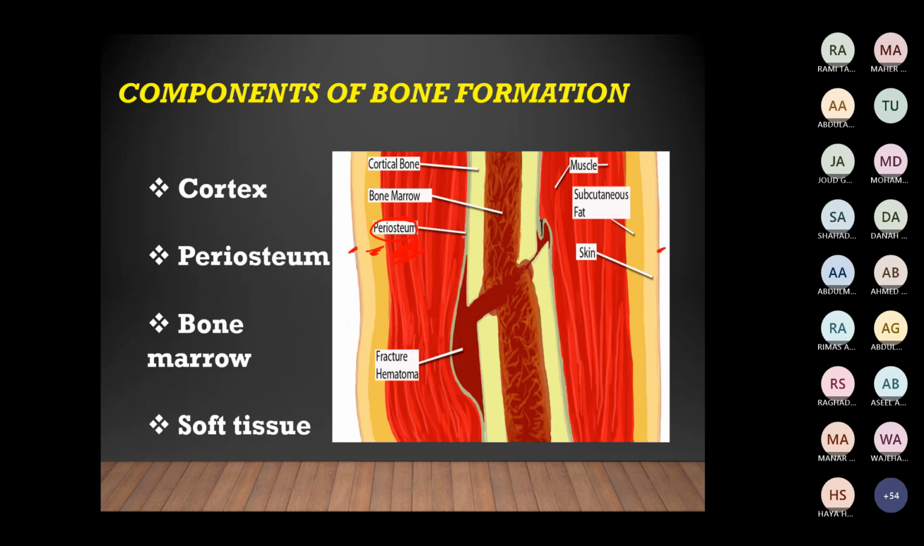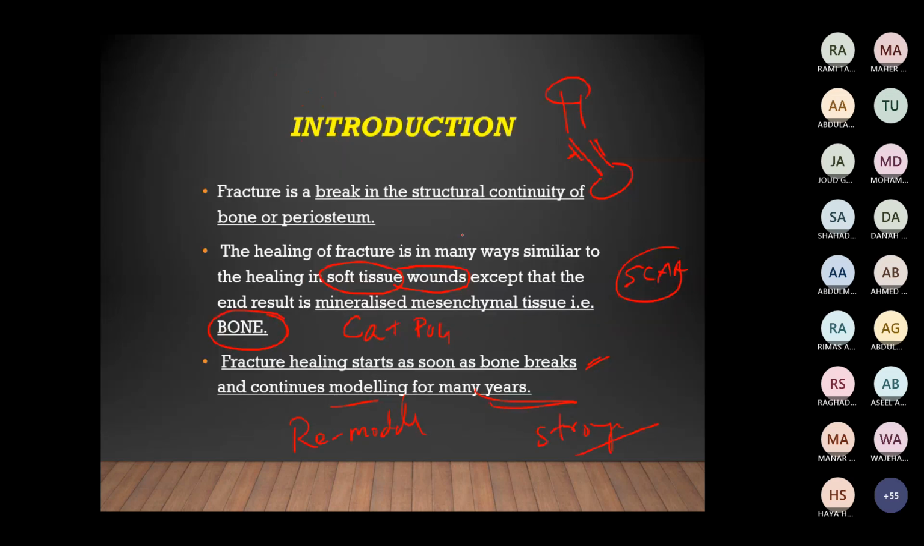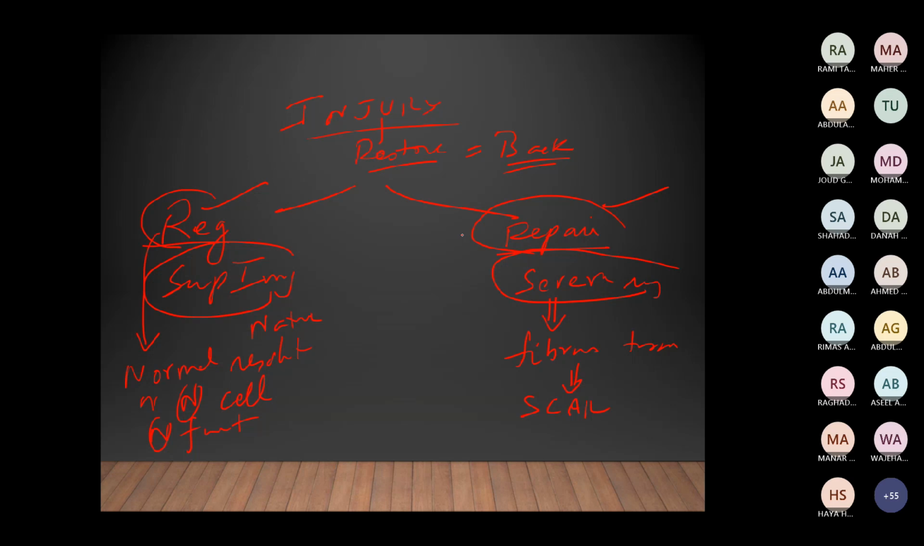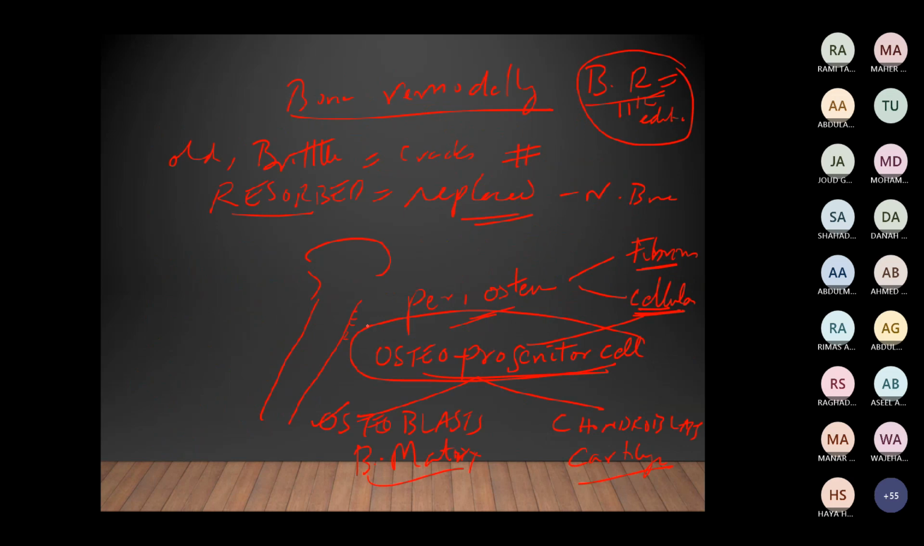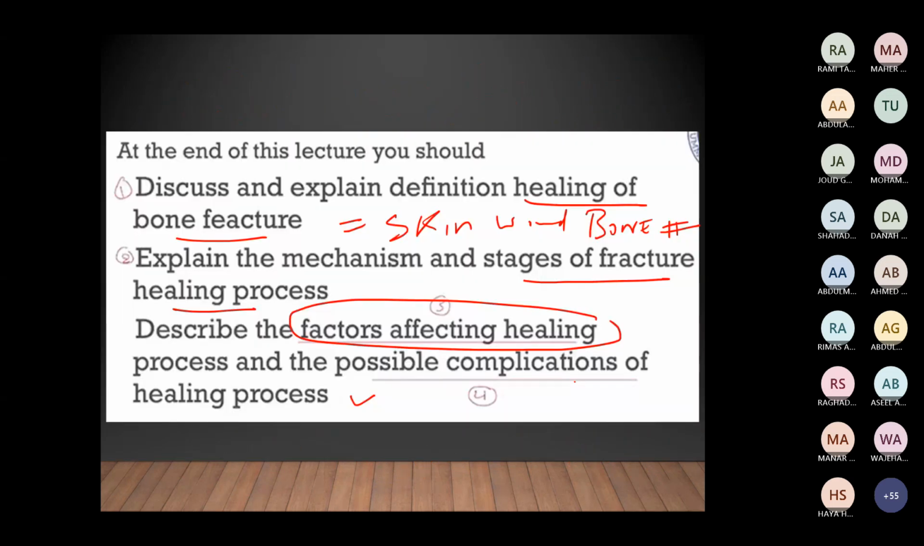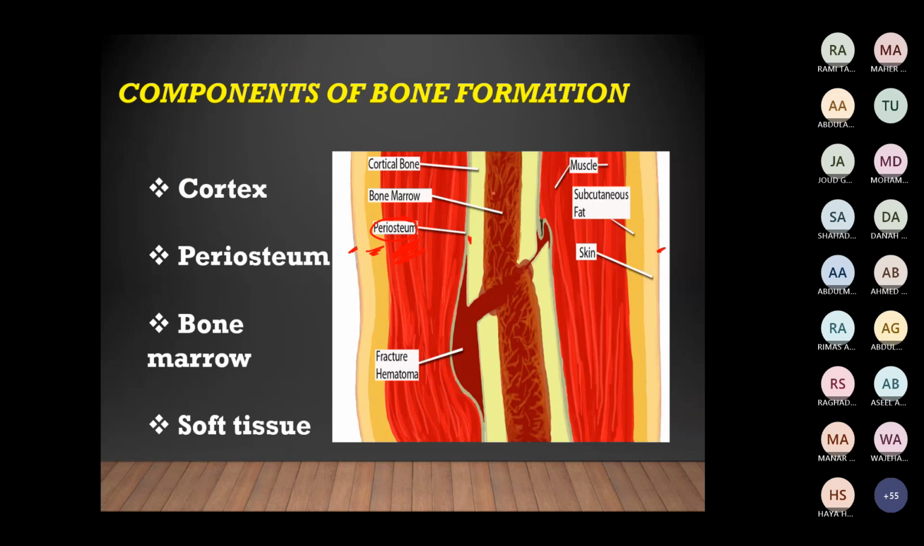So the outer layer is very fibrous. The inner is a cellular layer, which contains what? I go back because I don't want you to forget it. Now this is very important. The outer layer is fibrous, the inner layer is cellular. This contains the bone cells, osteoprogenitor cells like osteoblasts and chondroblasts. Now this is very important. This is the periosteum which contains the osteoprogenitor cells, that is osteoblasts and chondroblasts.